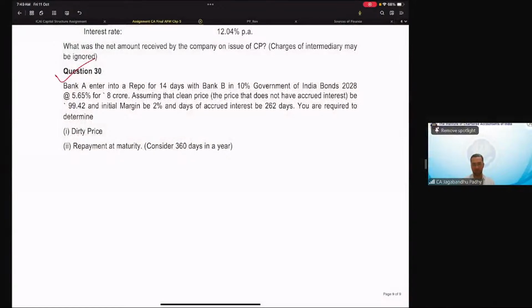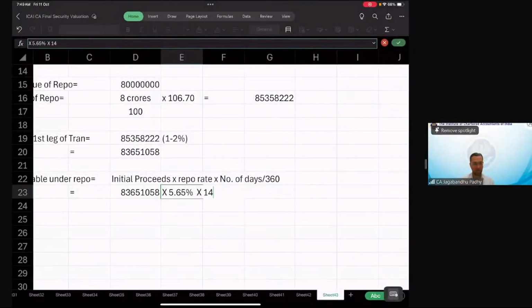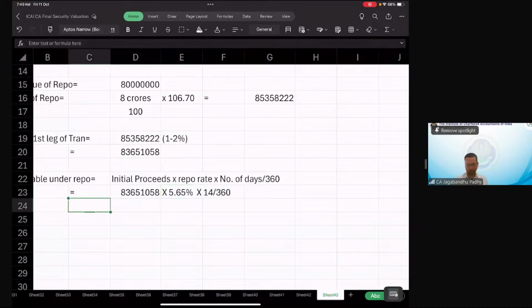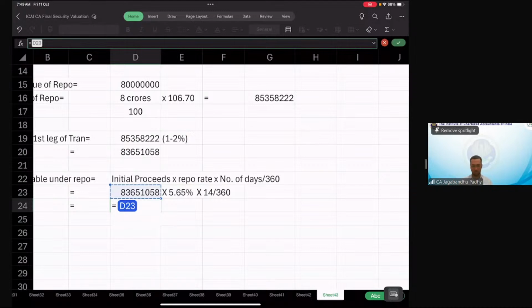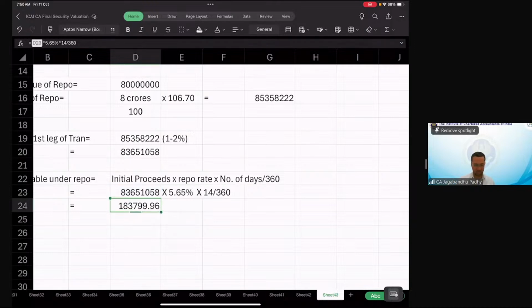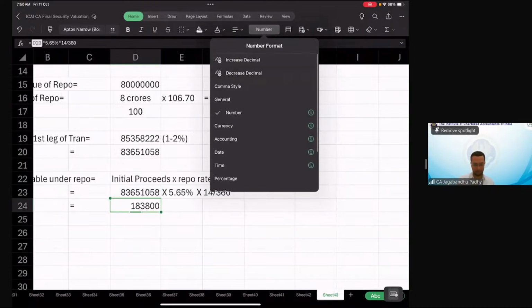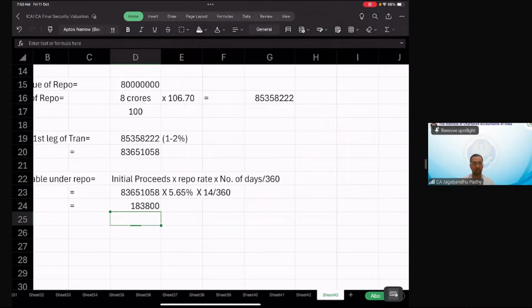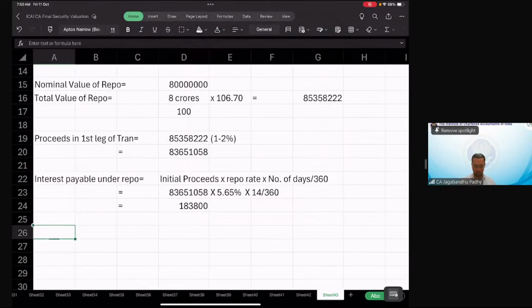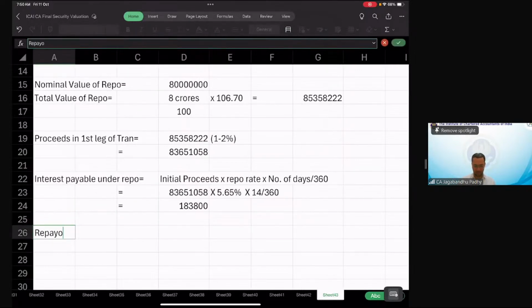Then it is further multiplied by the number of days for which this transaction is undertaken. The repo transaction is for 14 days, so that will be multiplied by 14, and then divided by 360. This works out to 5.65% into 14 by 360, which is 1,83,800.